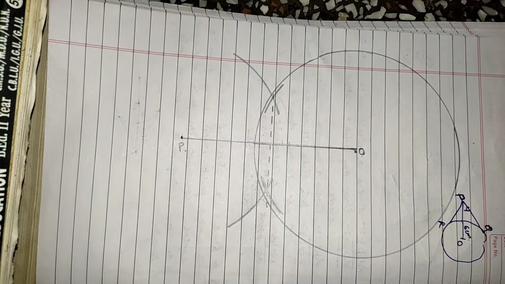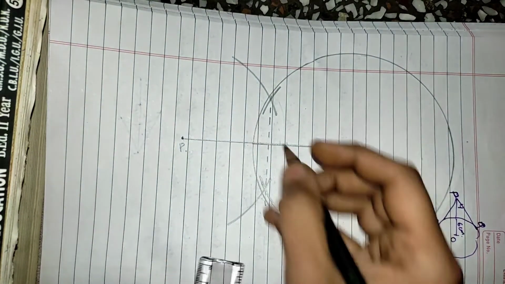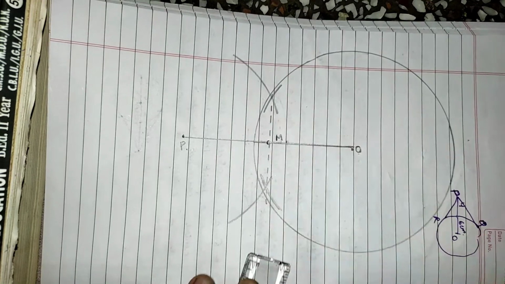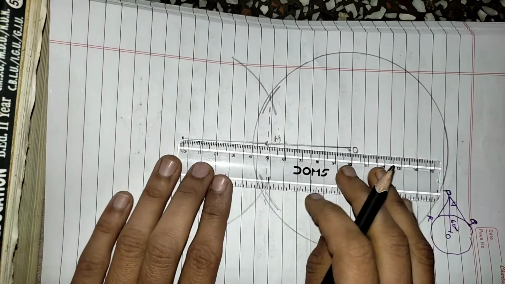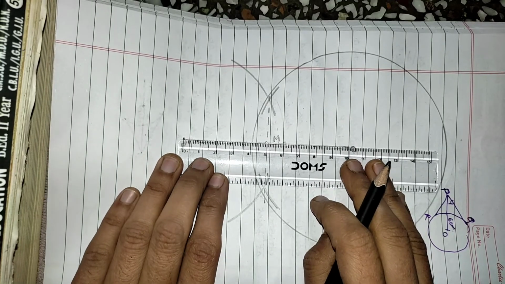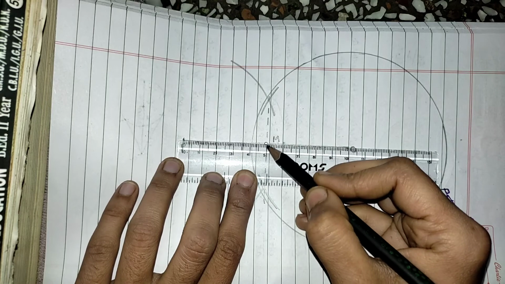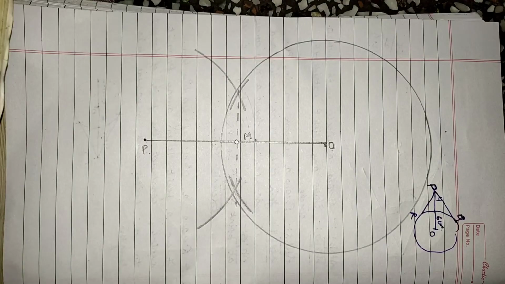Okay, now join these two points. When you join these two points, this point will be the midpoint of this line. So this is your 10 centimeter, so the midpoint will be 5. You can see very clearly that this point is my 5 centimeter. Okay, so moving to the next step.